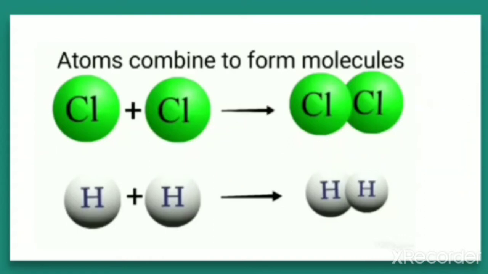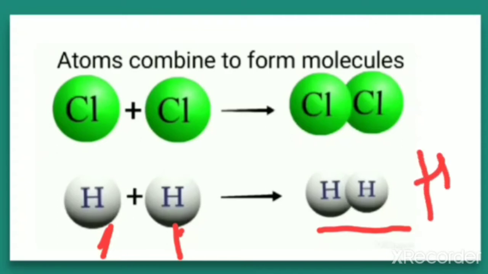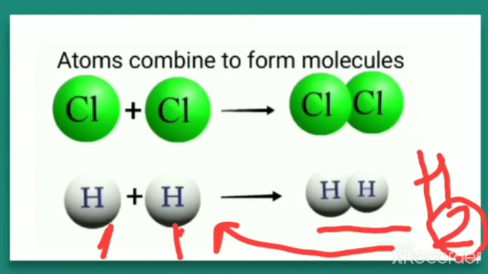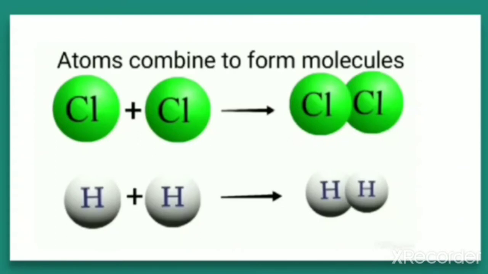Hydrogen is quite familiar to you. Hydrogen is a gas. It is made up of two atoms of hydrogen. When the two atoms of hydrogen combine, it forms a hydrogen molecule. So how do we represent a hydrogen molecule? We write the symbol of the hydrogen atom and keep 2 down. Why are we keeping 2 here? This 2 represents that there are 2 hydrogen atoms in it. So the hydrogen molecule is represented with the symbol H2.